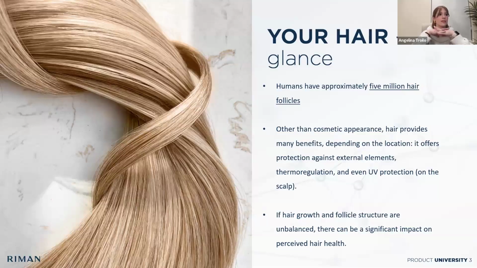It offers protection against external elements. It allows for thermal regulation to hot or cold, even UV protection. It also helps you sense certain touch. You know, when you have someone lightly brush your hair and it begins to stand up, all of that good stuff. So yes, we are looking at hair in an aesthetic realm, but it does so much for our body as well. When the hair growth and follicular structure are unbalanced, there can actually be a significant impact on perceived hair health.